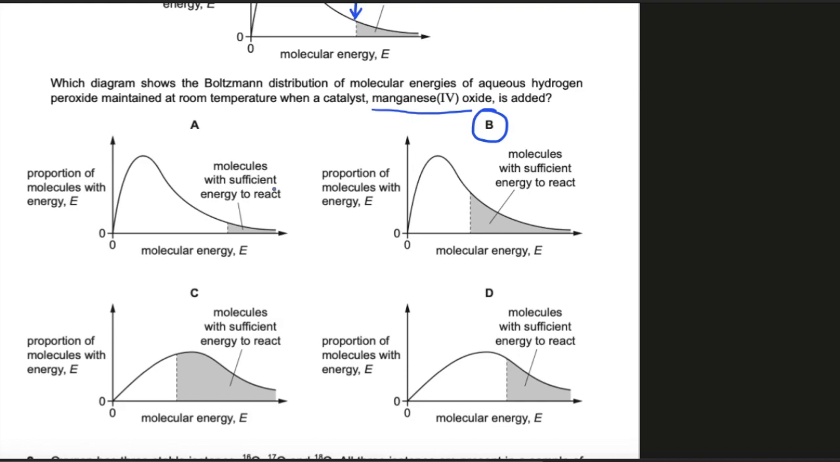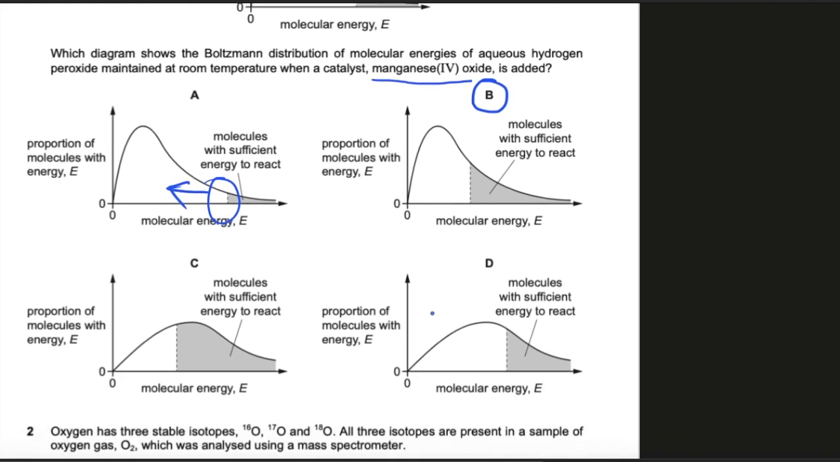A is wrong because the broken line, or activation energy, is moved towards the right-hand side, and you have to decrease the activation energy, so you have to move this activation energy towards the left-hand side. C and D are wrong because in these curves, the shape of the curve is changed.